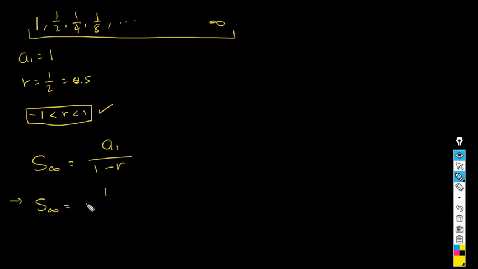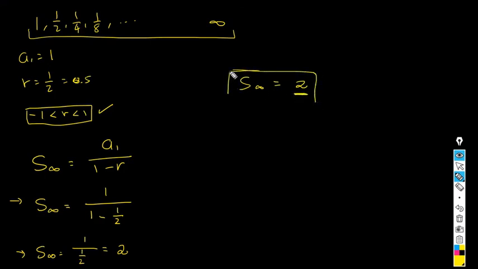a1 is 1 and r is 1/2. So what is all of this? 1 over 1 minus 1/2 is equal to 1 over 1/2. And if you do this division, 1 over 1/2, you're going to get 2. So the sum of all of these terms, which is an infinite number of terms, will be equal to 2. That's a concrete, decent number. And that's how we use this formula.